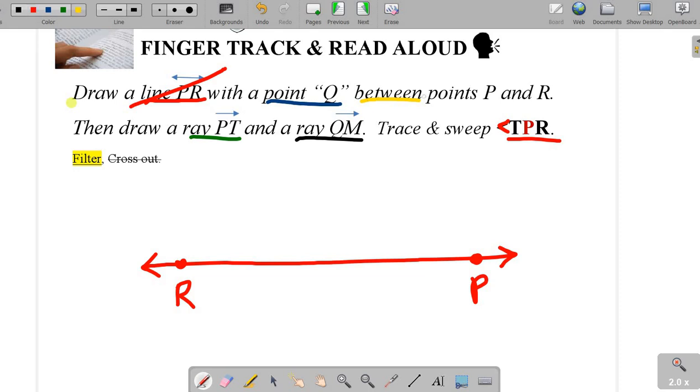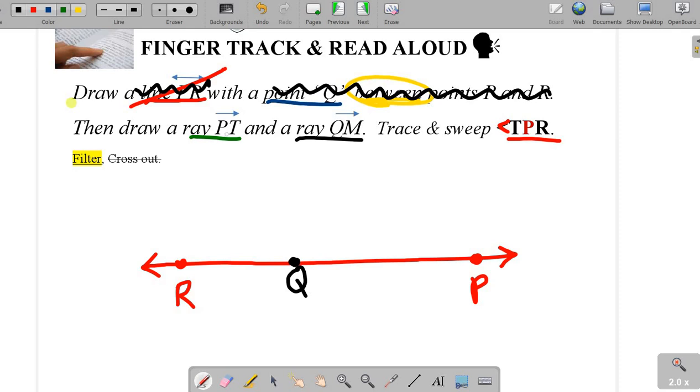Now, between does not mean middle, and that's super important. Between does not mean middle. Between just means between. In fact, never put anything in the exact middle unless I tell you it's in the exact middle. So because Q is not the exact middle, I'm going to offset it a bit, just so there's no confusion. Point Q. And point Q is between P and R, which it is. Notice now I cross that out. Cross stuff out as you account for it.